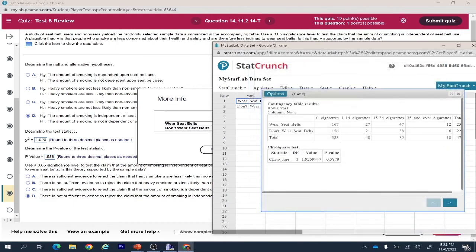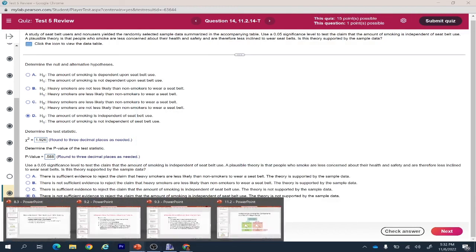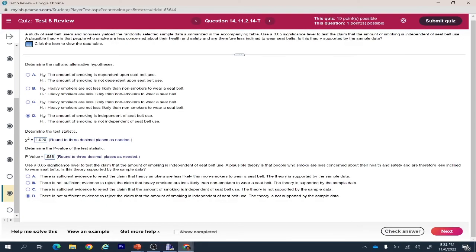Just compute, and it will give you the chi-square value, which is 1.926. Then the p-value is 0.588. Because the p-value is greater than alpha, we fail to reject the null hypothesis, meaning there is not sufficient evidence to reject the claim that the amount of smoking is independent. That's the null hypothesis. The theory is not supported by the sample data.